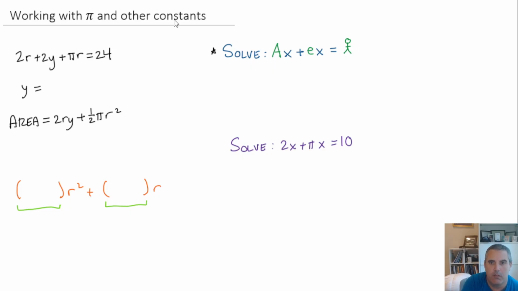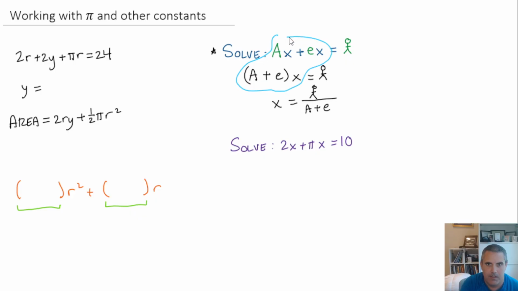Okay, so if those all represent numbers, we should be able to solve it the same way. This is going to be A plus e times x equals little person. And then we'll get x is little person divided by A plus e. That's it. So when it comes to solving, if you're treating a symbol as a number, it shouldn't change how we do things. So I am hypothesizing, based off of working with students, that this is the stumbling block. People think of it as with numbers, they can just immediately do it, and they don't think of it as factoring. Okay, so with that in mind, how would we solve this?